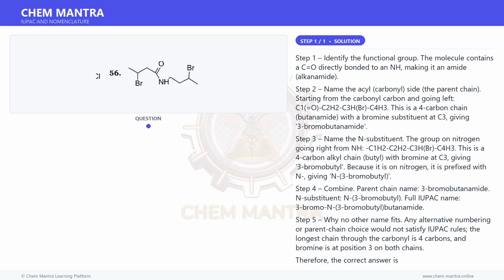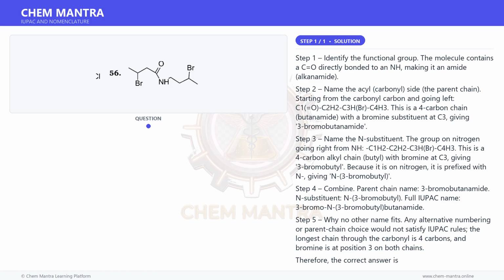Step 2. Name the acyl, carbonyl, side, the parent chain. Starting from the carbonyl carbon and going left, C1=O, C2H2, C3H(Br), C4H3. This is a 4-carbon chain, butanamide, with a bromine substituent at C3, giving 3-bromobutanamide.